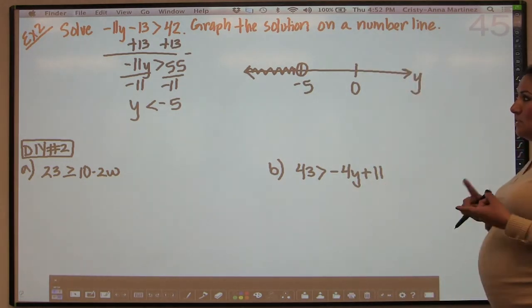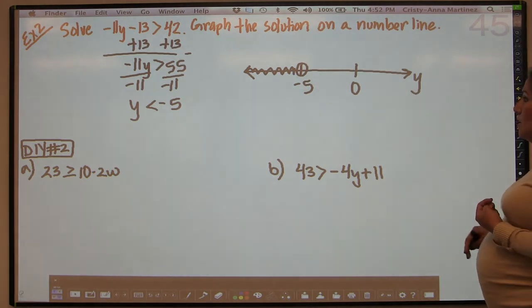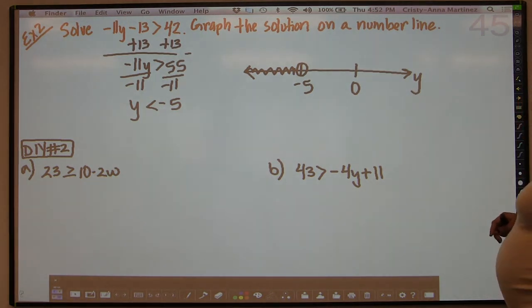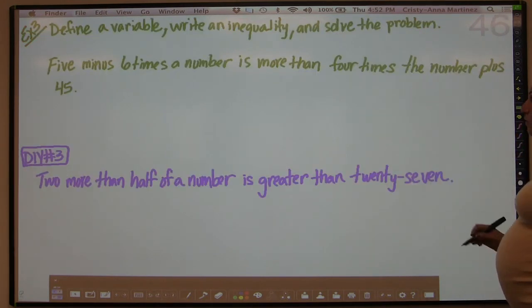So basically you have 2 steps because we had used addition and division. So that's multi-step. Alright, so now that's example 2. You can try to do it yourself, questions on your own. And we'll move on to example 3. Define a variable, write an inequality, and solve the problem.